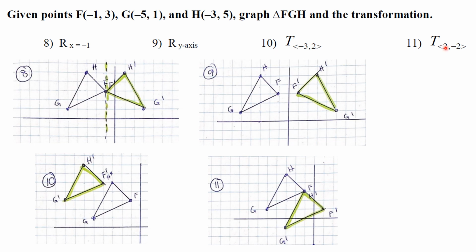And number 11, I am translating +2, -2. So going from my original triangle forwards 2 in the x direction and down 2 in the y direction. And again, make sure that you have your points labeled.